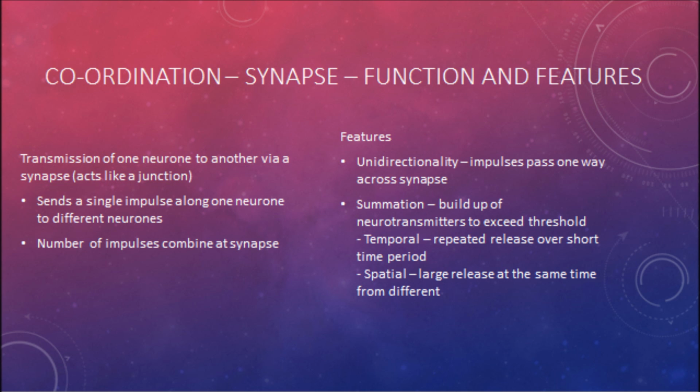The features of the synapse include its unidirectionality, in which impulses pass one way along the neuron, meaning that the impulse is only generated at the postsynaptic neuron, and the summations, where a sufficient amount of neurotransmitter is built up to exceed the threshold so that a new action potential can be generated. Temporal summation is the repeated release of impulses over a short period of time so that enough transmitter is released. And spatial summation is when a large amount of transmitter is released at the same time from different presynaptic neurons.